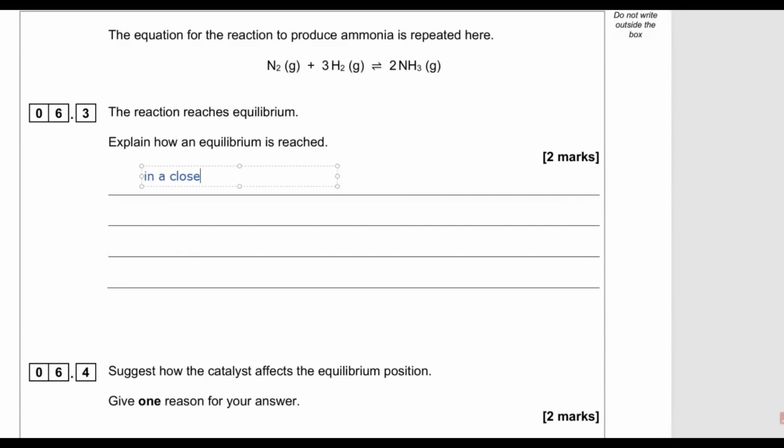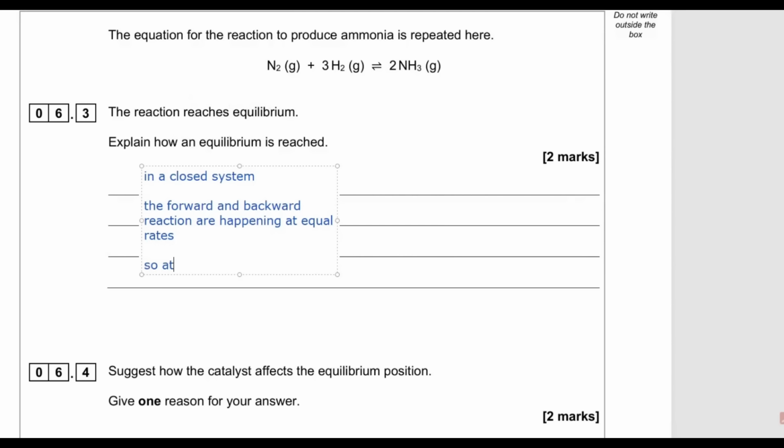Explain how an equilibrium is reached. So an equilibrium can only be reached in a closed system where you can't add product or take away reactant, where nothing can come in or nothing can go out. Basically a beaker with a lid on, right? So stuff can't get in and stuff can't get out. And it reaches equilibrium once the forwards reaction is equal to the backwards reaction. So it means the same amount of product is being produced as the same amount of product is broken down.